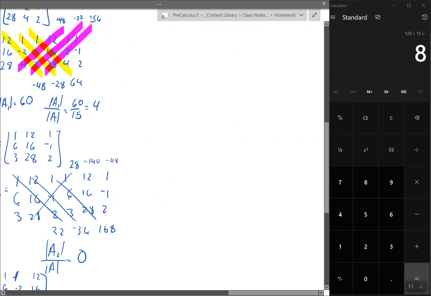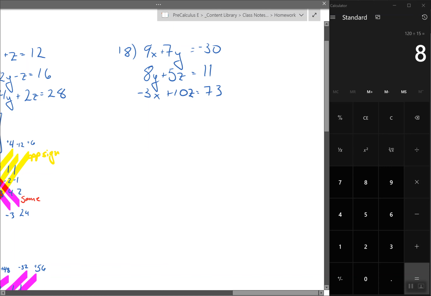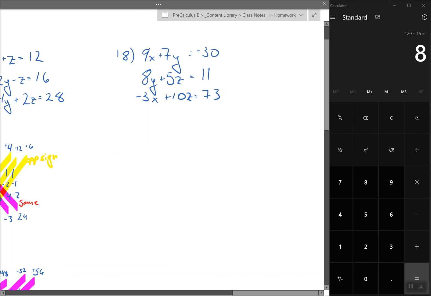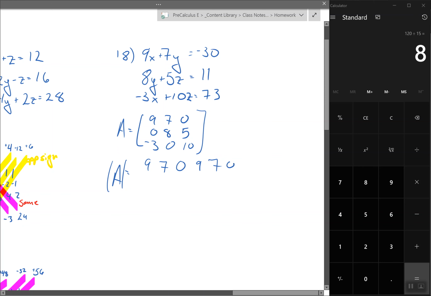You mess things up. Okay, for our final one here, we're missing a letter in each of the equations. So we don't have a z, we don't have an x, we don't have a y. So all we have to do is leave the placeholder blanks. So 9, 7, 0, 8, oops, that's 0, 8, 5, and then negative 3, 0, 10. So the determinant of A is 9, 7, 0. So this is going to make things a lot easier for us because we've got all of these zeros. So we're going to get a lot of zero products, which will make our determinants a lot easier to find.